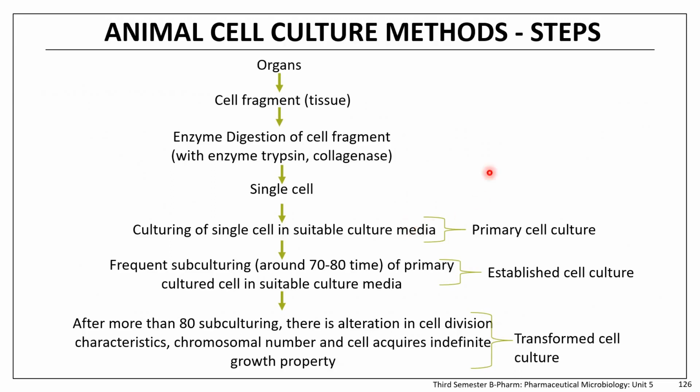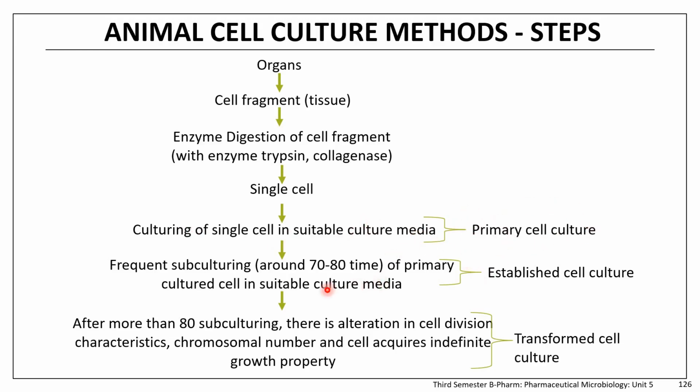So this is the procedure or steps of animal cell culture. First, we have to isolate the organ after getting clearance from the ethical committee for sacrificing the experimental animal. Then we have to take the specific cell fragment or tissue. Then by enzymatic digestion of the cell fragment with the enzyme trypsin or collagenase, we will get the single cells, and then we will culture the single cell in a suitable culture media, that is known as primary cell culture.